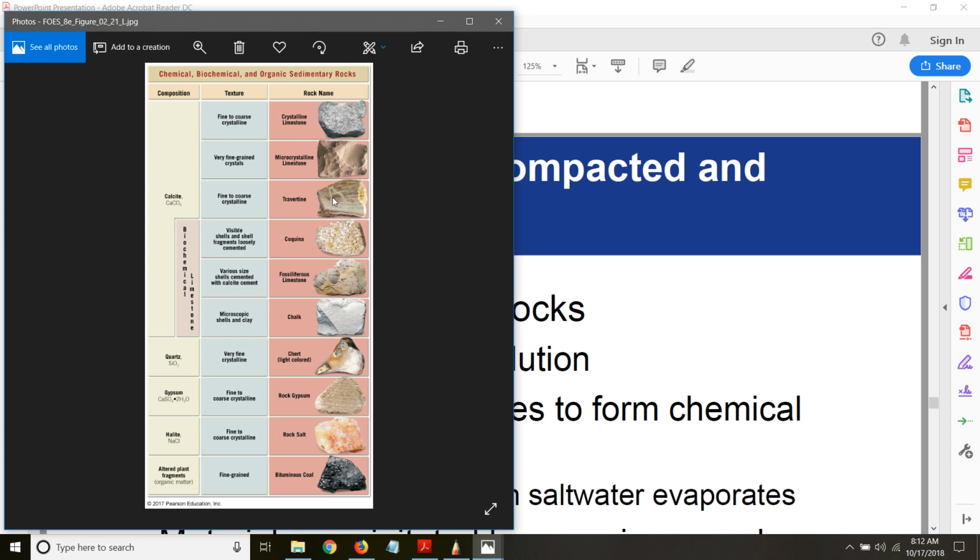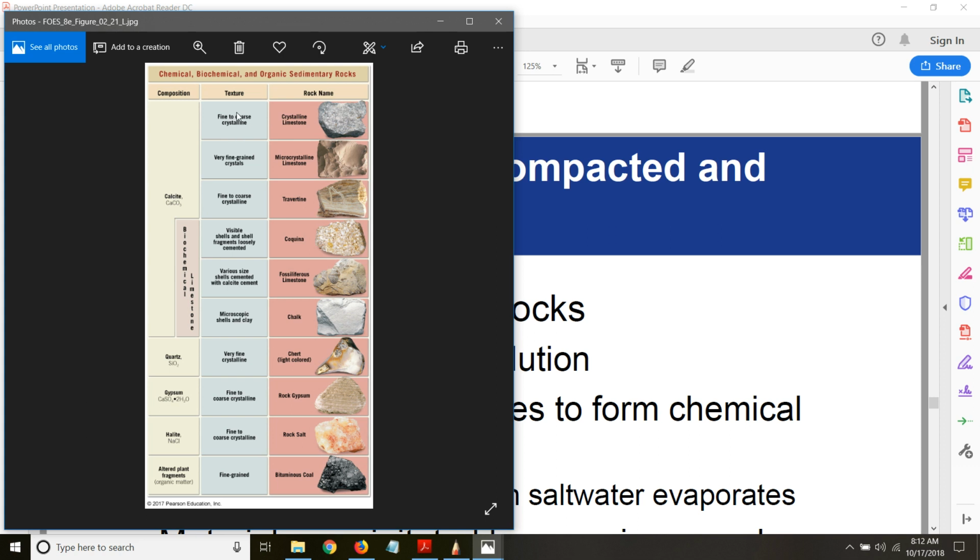And another way to classify them is based on composition, whether they are carbonate in nature, silicate, sulfate, halite, or altered plant fragments. So this classification is based on composition. Here you can see calcite is one example. Calcium carbonate is also one of the most common sedimentary rocks on our planet Earth.